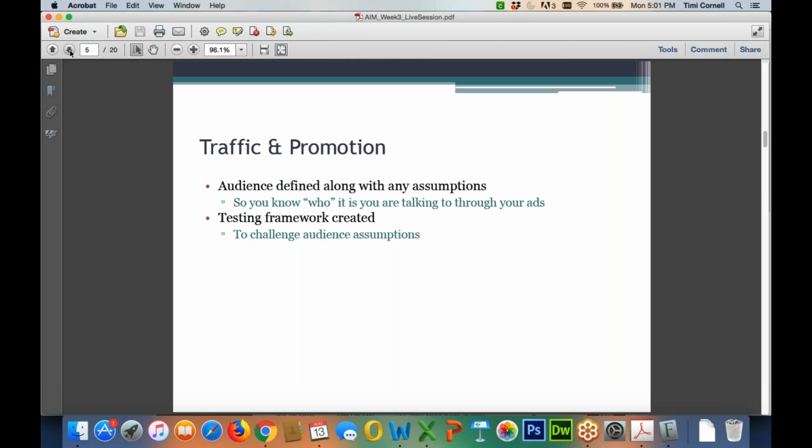And then, of course, in week 2, you guys created a testing framework to challenge any audience assumptions. So now in week 3, we need to drive qualified traffic, people who are potentially interested in your company's products or services to your website so they can hopefully convert to a customer. And that's why we have our traffic and promotion strategy.